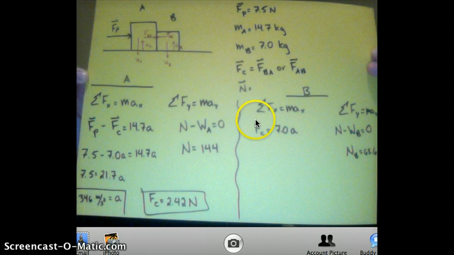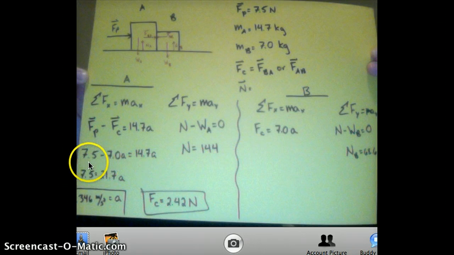Okay, so then on block B, similar steps, the sum of the forces equals ma, so force sub c equals 7.0 times a, and the sum of the force in the y equals mass times acceleration in the y. Pretty similar steps. I don't know that this normal force even helps us, but we can figure out that the normal force acting on B is 68.6 newtons. But what's helpful is that now we know F sub c equals 7 times A, 7 being the mass of block B. So now we substitute into our original equation.